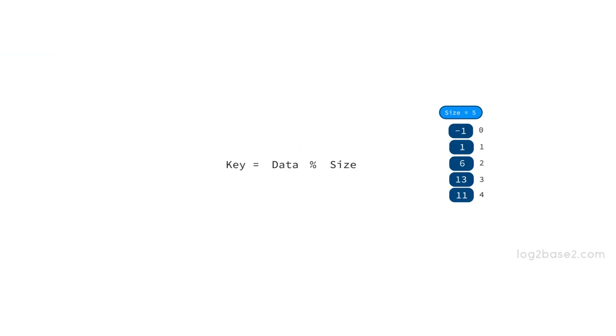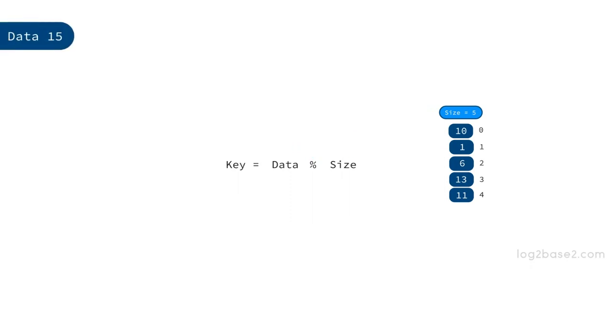Now let us insert the data 10. So apply it in this equation and we will get 10 mod 5, which is equal to 0. That is, we have to insert 10 at index 0 and here index 0 is holding the value -1, which means it is available for insertion. So insert 10 at index 0. Now let us insert another data, 15.